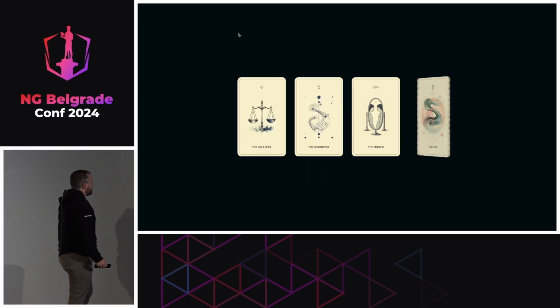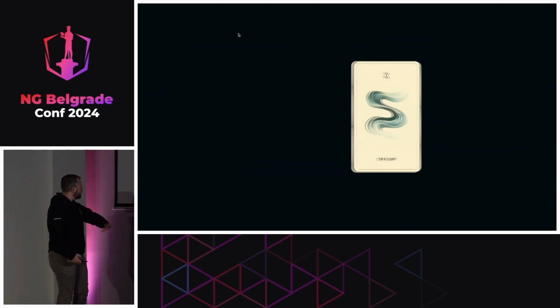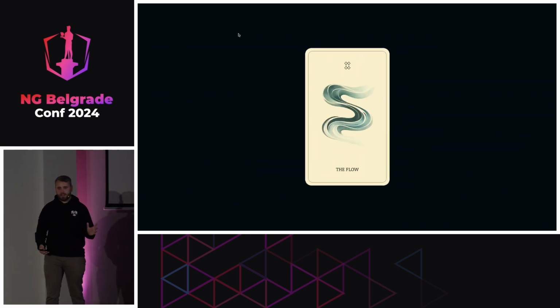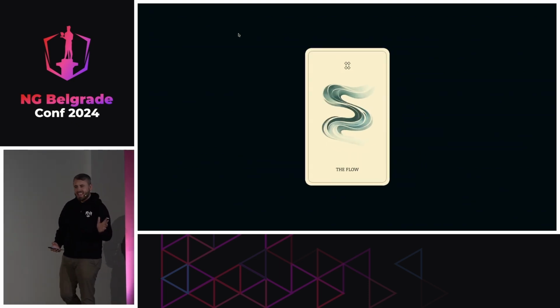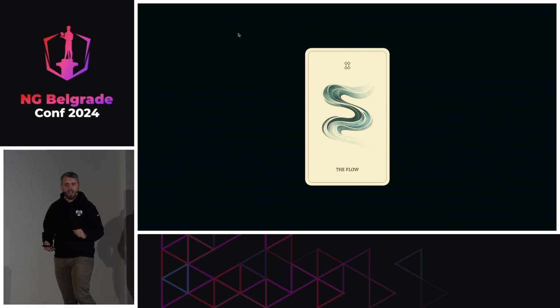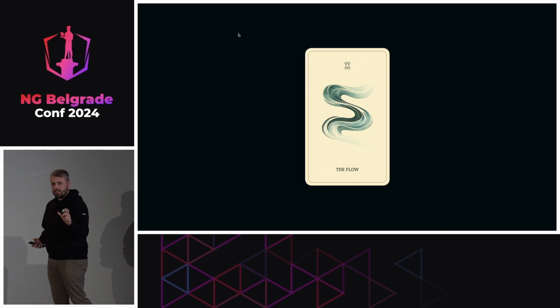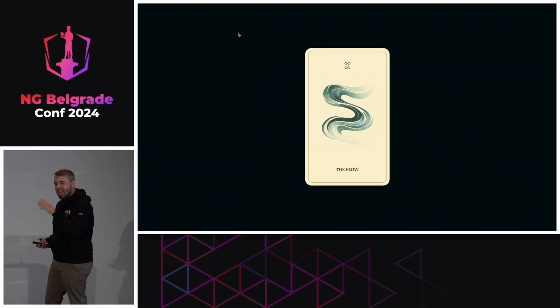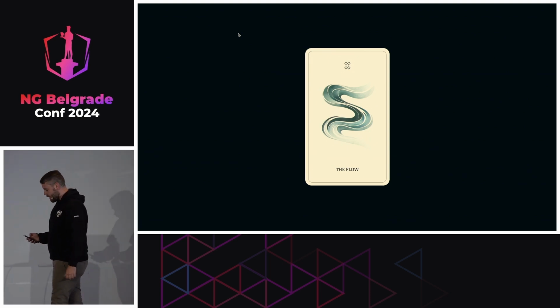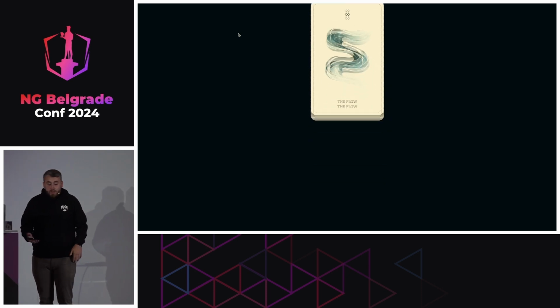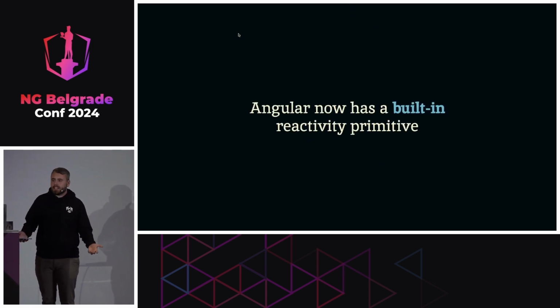The final card in our tarot reading is the flow. Now this is a guiding spirit within our Angular applications. It instructs us to be careful about the way that we orchestrate our control flow. Remember, it's not just state that leads to complexity, it's how that state changes that's going to introduce new complexity as well. And you can think of signals as a built-in reactivity primitive.